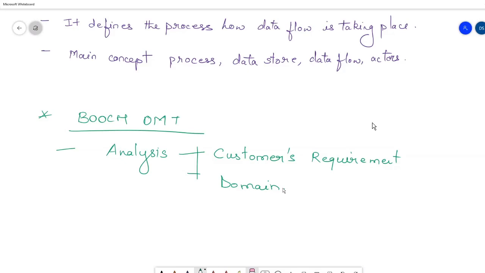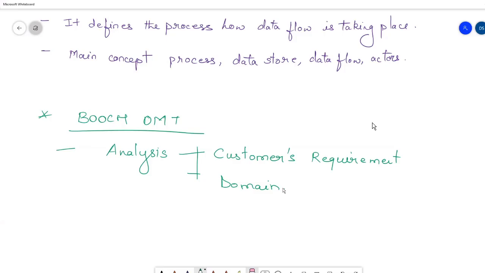See, we cannot say that we had a communication with the customer and it was over. No, it would be iterated. It would be conducted again and again to see whether the customer's requirement is getting fulfilled or not, whether the model which is being designed, which is being worked upon, is correctly designed or not.